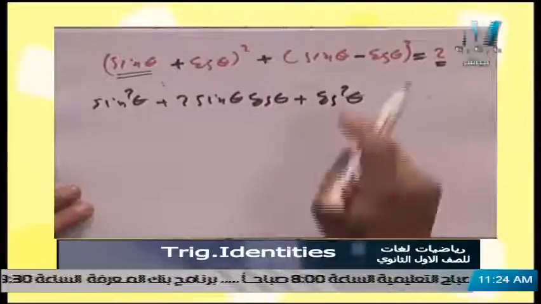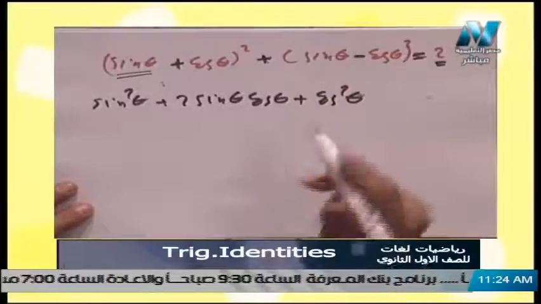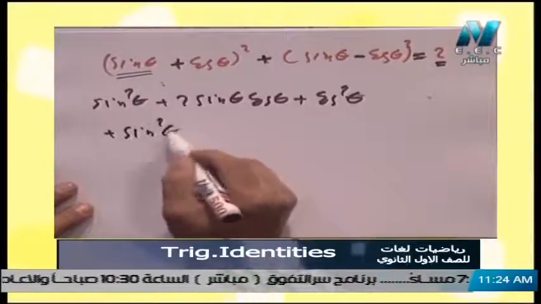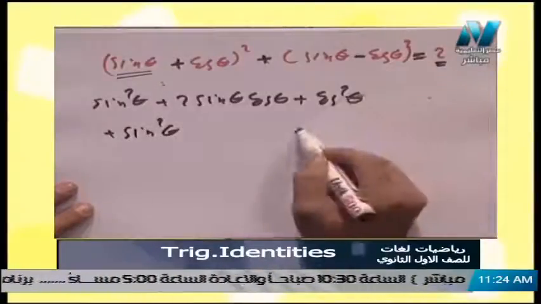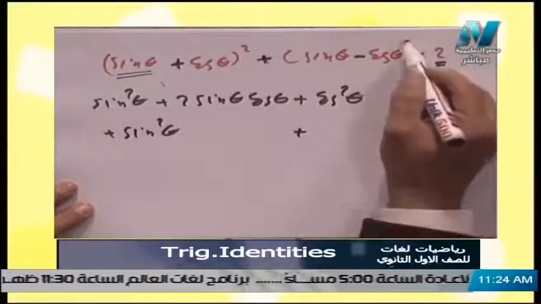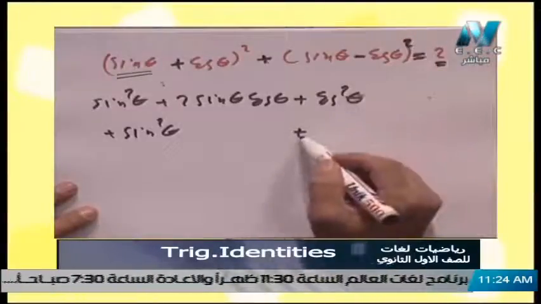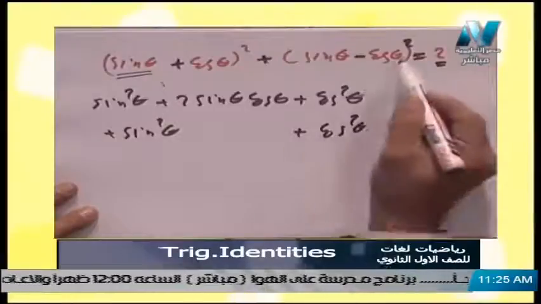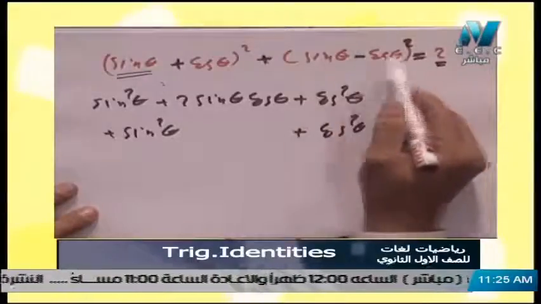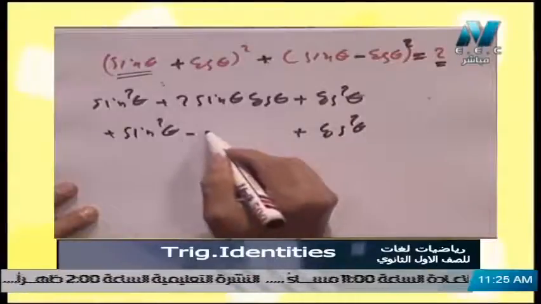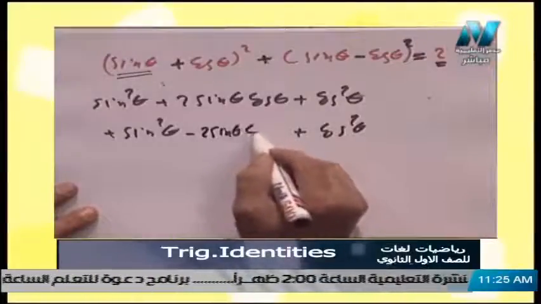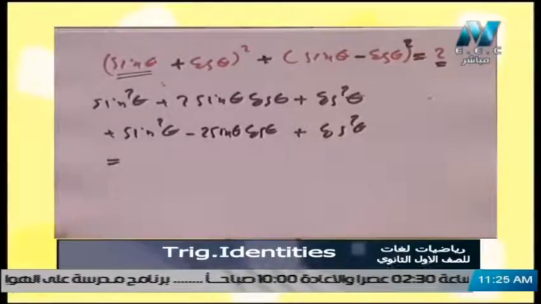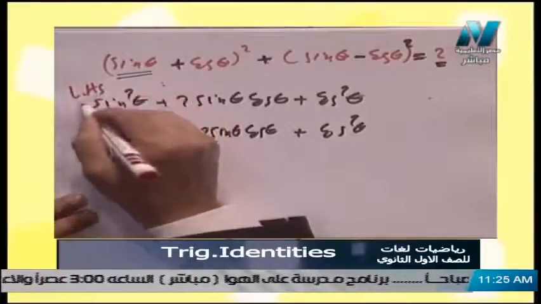This is the first part, and let us move to the second part. Sine power 2 theta, and this part will be negative cosine. When we square it, it will be positive, so it will be plus cosine power 2 theta. And by multiplying this part, 2 multiply sine multiply negative cosine, it will be negative 2 sine theta cosine theta. Okay, remember, my dear students, that it is the left hand side only.